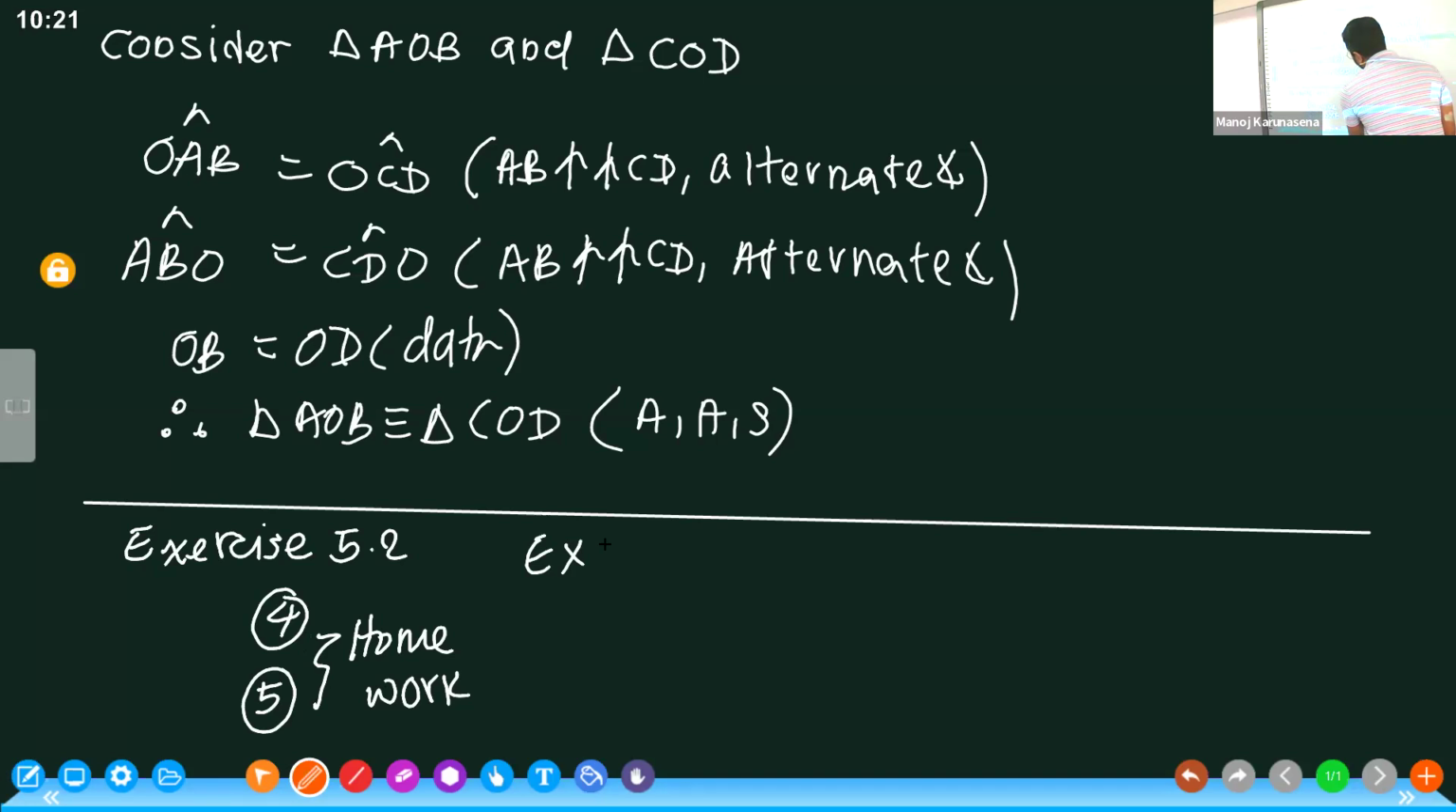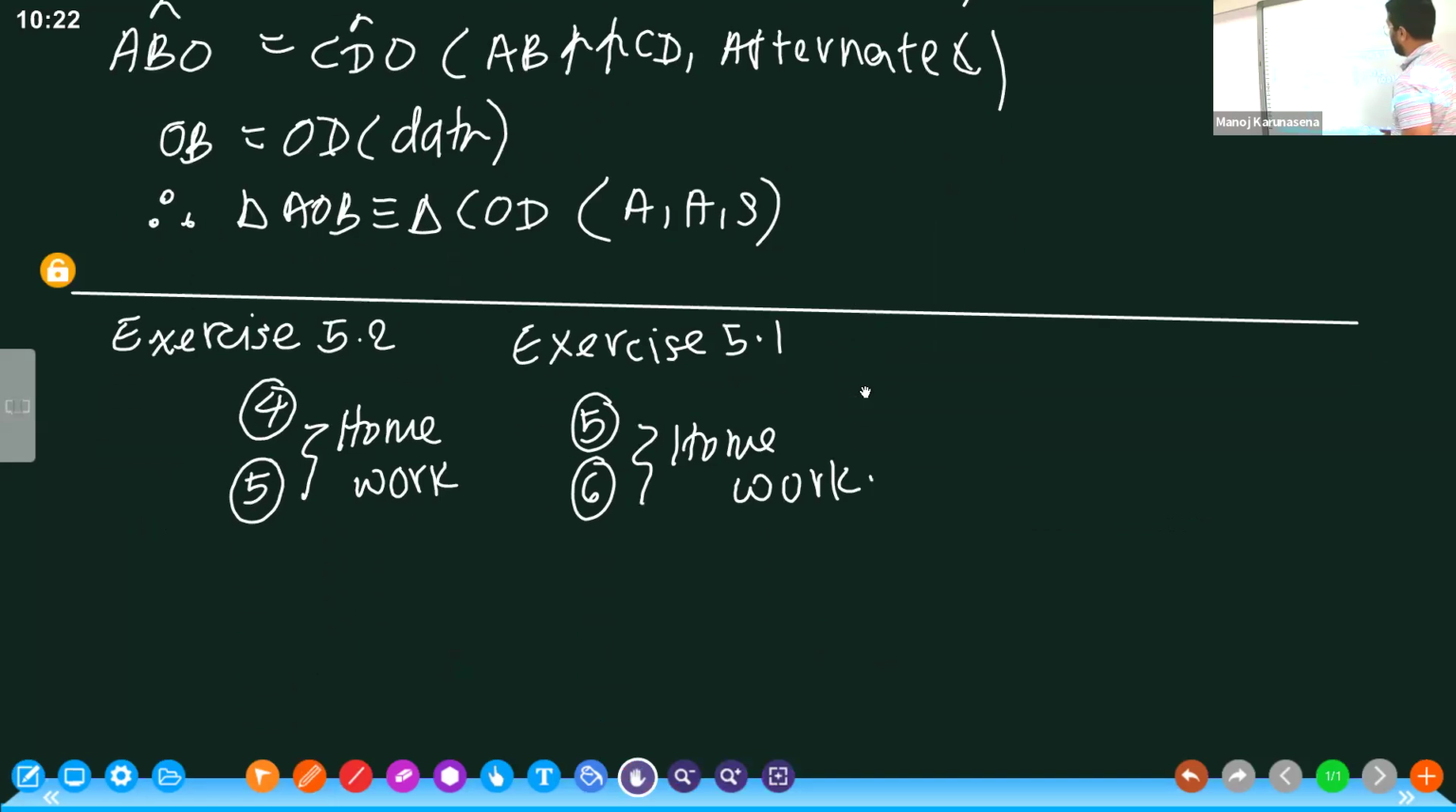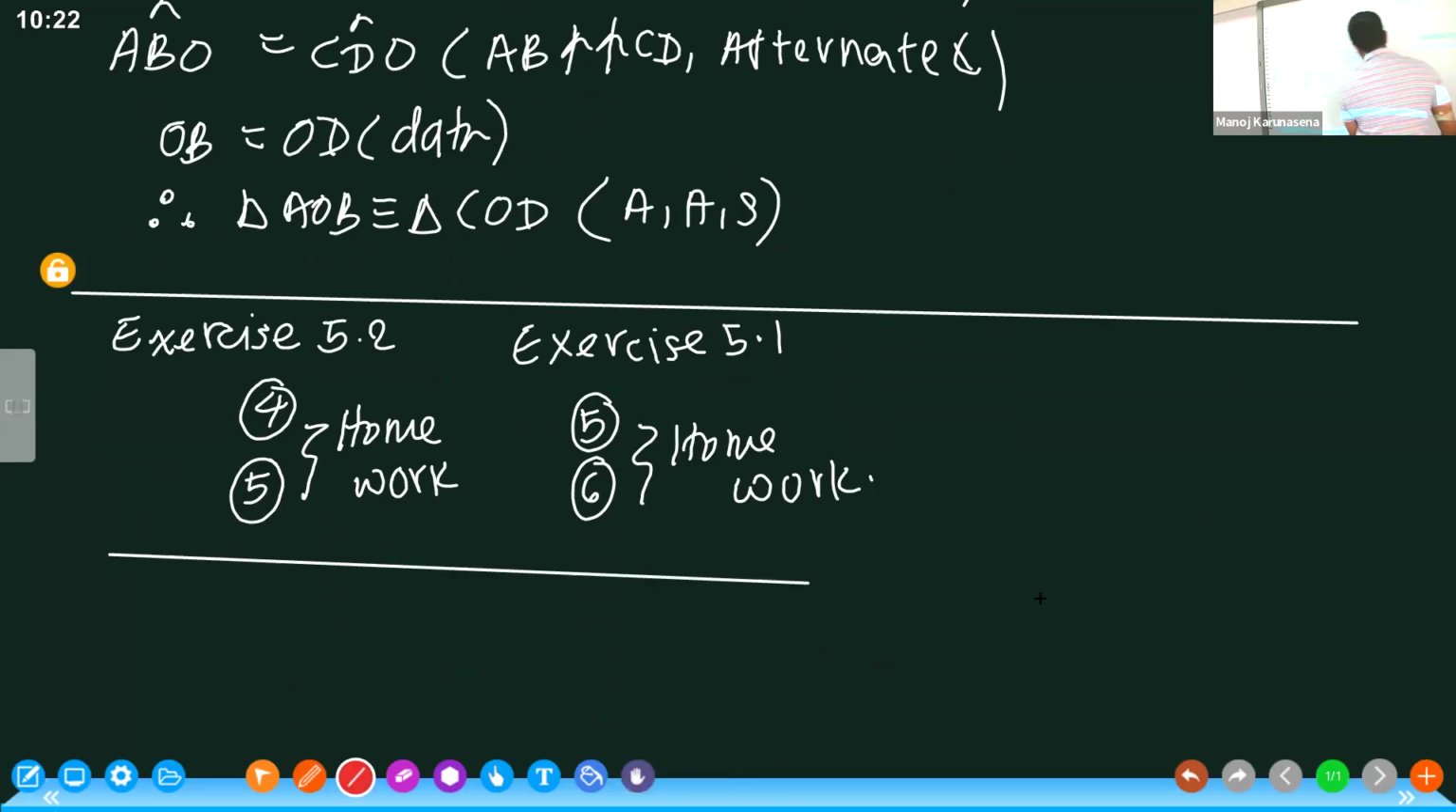Exercise 5.1. Question number 5 and 6 will be homework for you. Do it. Homework for you. Right?